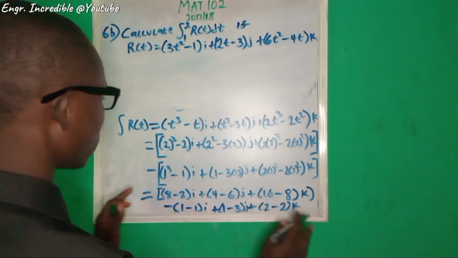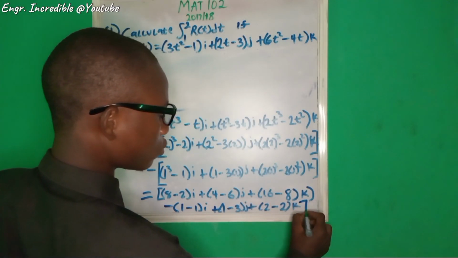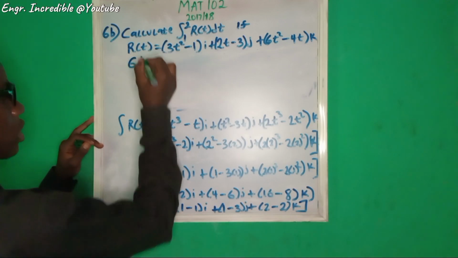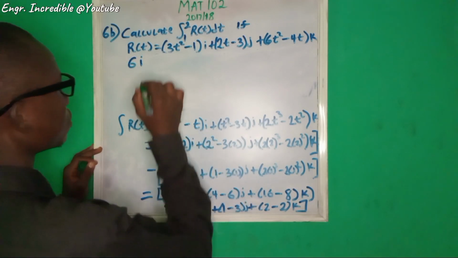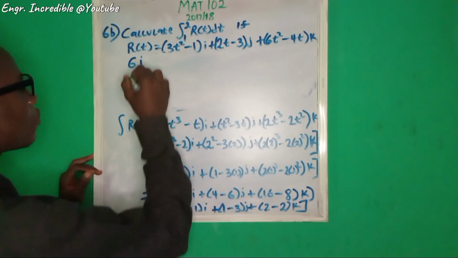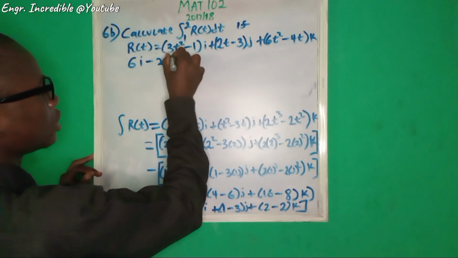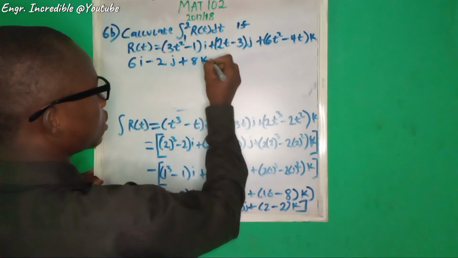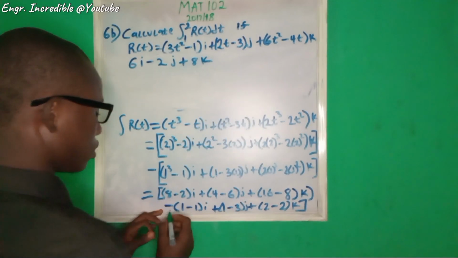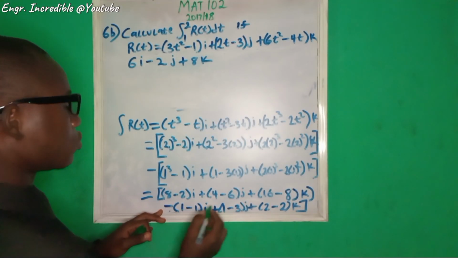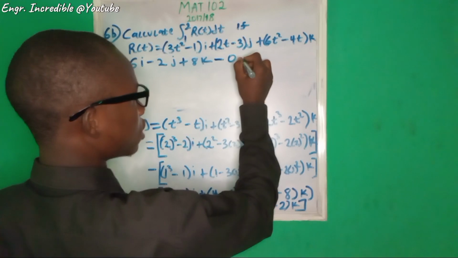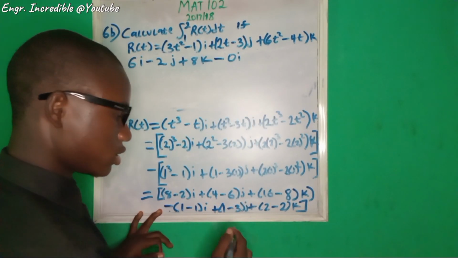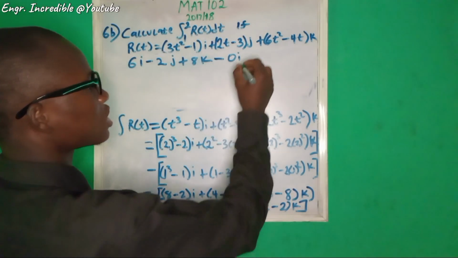So now if we try and expand it a little bit, we have 8 minus 2, that is equal to 6i. We have 4 minus 6, that is equal to minus 2j. Then we have 16 minus 8, that is plus 8k. Then on this side we have the minus sign, minus 1 minus 1, that is 0. So we have minus 0i. Then minus times, we have 1 minus 3, that is minus 2. So minus times minus 2, that is plus 2.